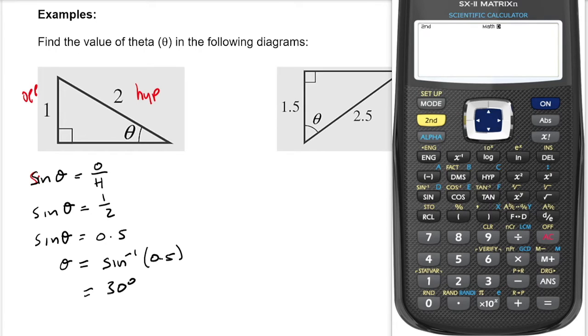So I'll go shift sine, so that gets our sine to the minus 1, 0.5, close off our bracket, equals 30. So that's pretty cool that we actually can say these things straight away. So there's that first one, done and dusted.